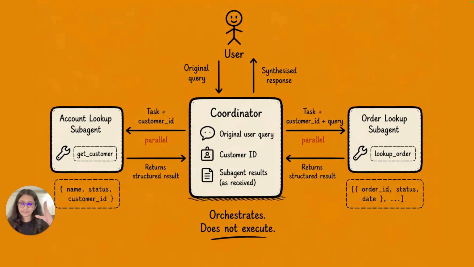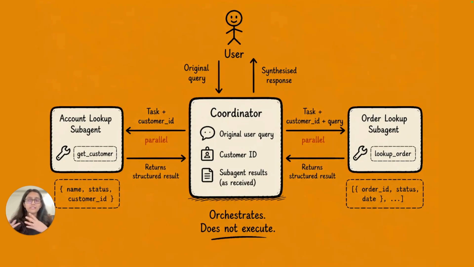The coordinator sits in the middle. It has three things: the original user query, the customer ID, and as the session progresses, the output that it receives from the subagent. That's it. The coordinator doesn't do the detailed work. It doesn't call get customer directly. It doesn't call lookup order directly. Its job is to understand the full request, break it into pieces, delegate each piece to the right subagent, collect the results, and then synthesize a coherent response.